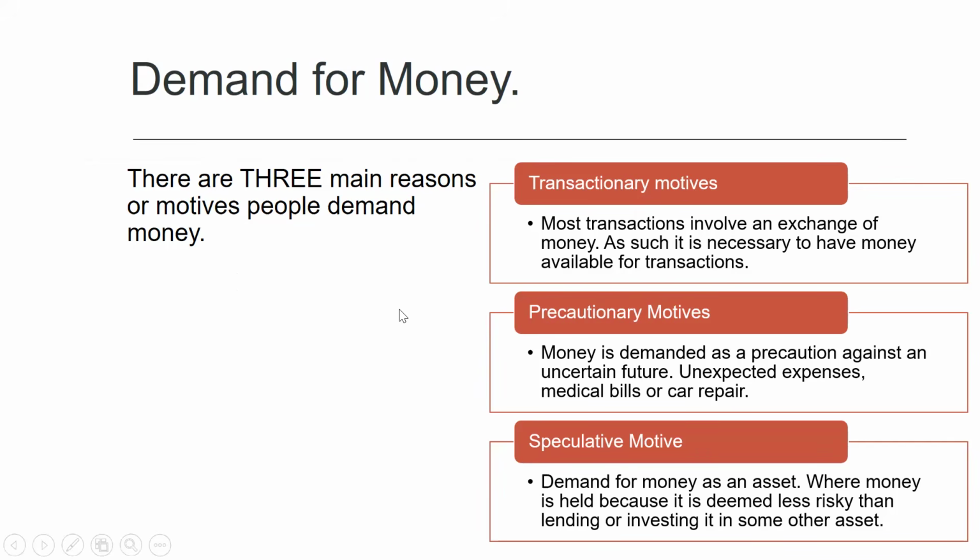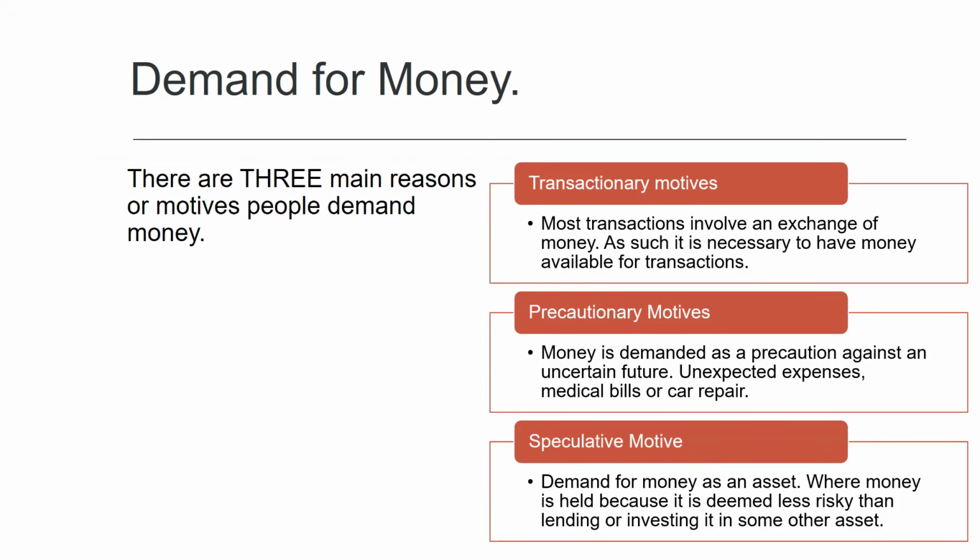The second motive is precautionary motive. So you want it just in case something happens. You want to have money put aside in case of an emergency. So if you get in a car accident, you have money there to fix it. If you get sick, you have money there to pay the doctor.